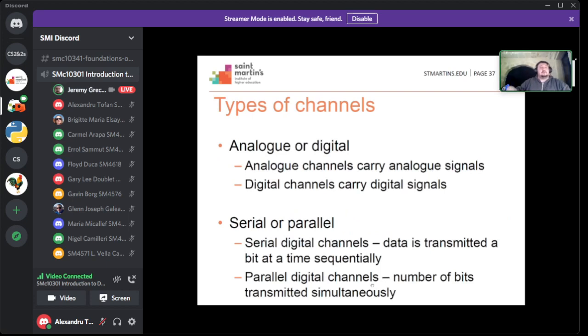Obviously, different types of channels can make use of different types of data. As we said, they can make use of analog data as well as digital data, but also serial data and parallel data. What does serial data mean? Serial data basically means that data is transmitted one bit at a time in a sequential manner. Parallel data essentially means that a number of bits are transmitted simultaneously across the medium.